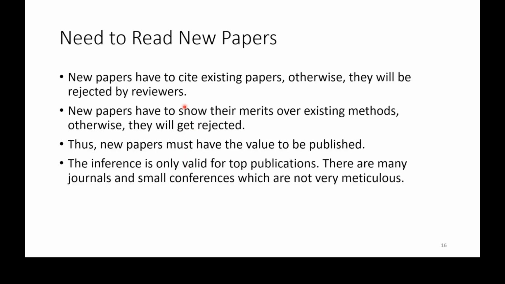So let me explain why we need to read the new papers. There are some conditions if a paper is accepted. First, the paper must cite existing papers. Otherwise, the reviewer will reject the submission. Second, the paper must show some merits over existing papers. Otherwise, the reviewers and the area chairs will also reject the paper. So, new papers must have some value to read. Otherwise, they will not be accepted. Therefore, our reference book only provides papers up to 2022, but now there is a 4-year gap. So we need to read the new papers so that we can catch the latest knowledge and research results.